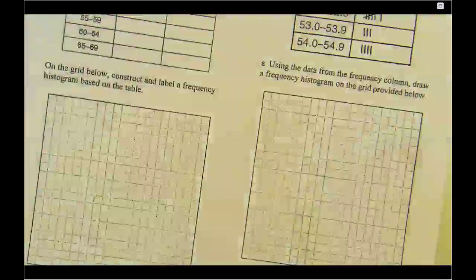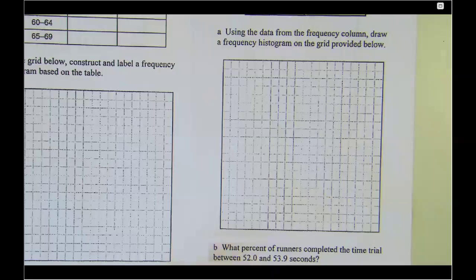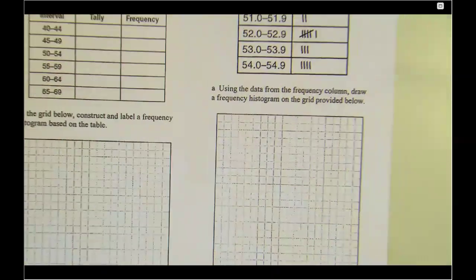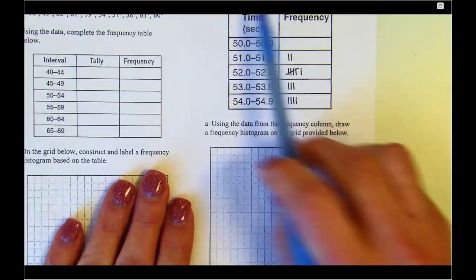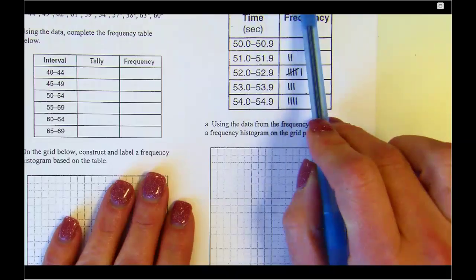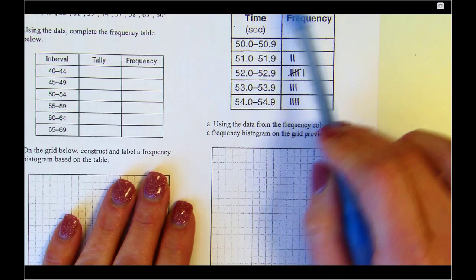Okay, so what I'd like for you to do is try number 2. The frequency table is already made for you. Okay, so this one says 400-meter run. It says in the time trials for the 400-meter run at the state sectionals, the 15 runners recorded the times shown in the table below.